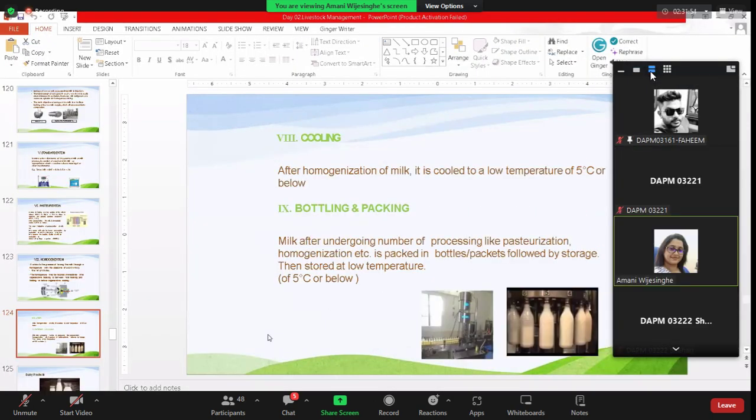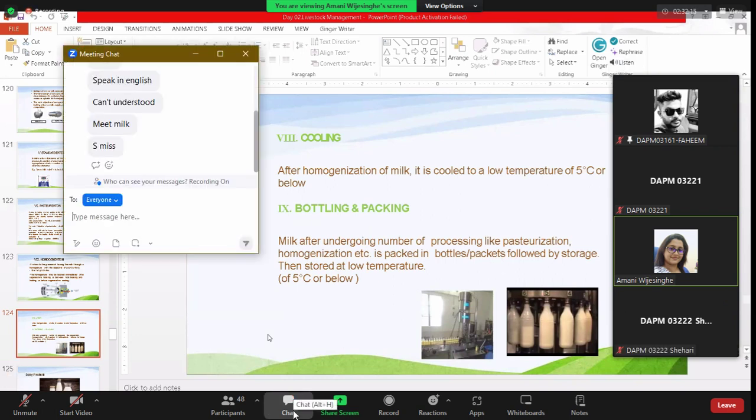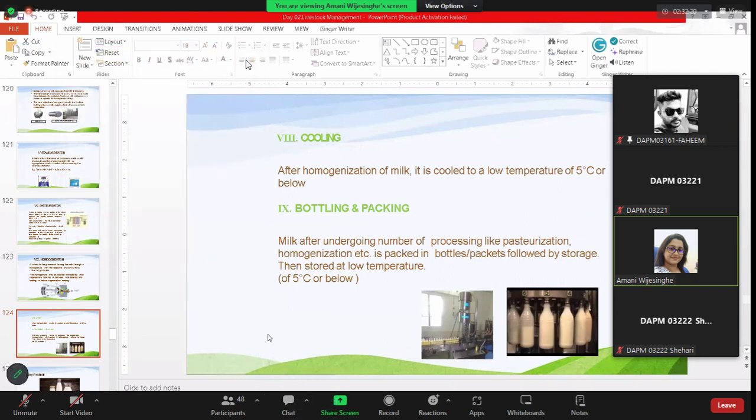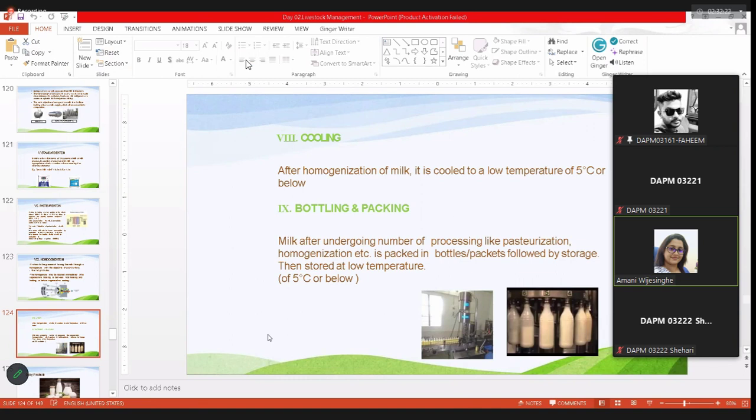Then cooling, up to 5 degrees. Why do we need to cool to 5 degrees? Because 5 to 63 is the danger zone. At that time, pathogenic bacteria and spoilage bacteria can easily grow. To retard their growth, we need to keep our milk below 5.